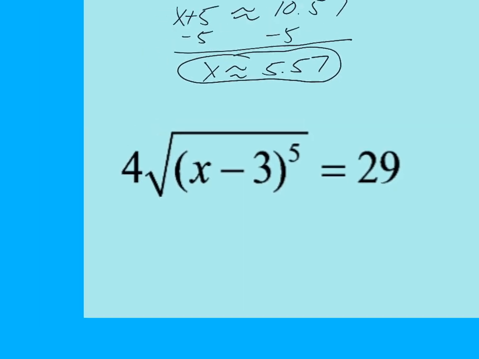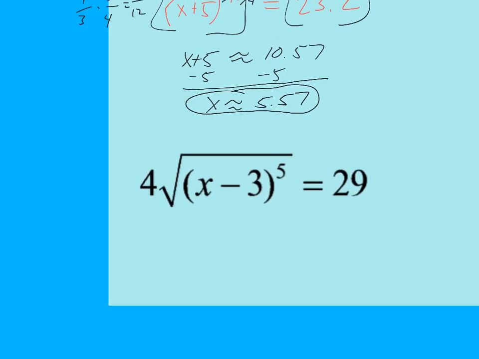Second one here, similar sort of deal. In this case, you do need to note that this is a 4. This is multiplied by 4. It's not a 4th root. The 4 is not up here. It's out in front. So I'm going to divide both sides by 4 first.